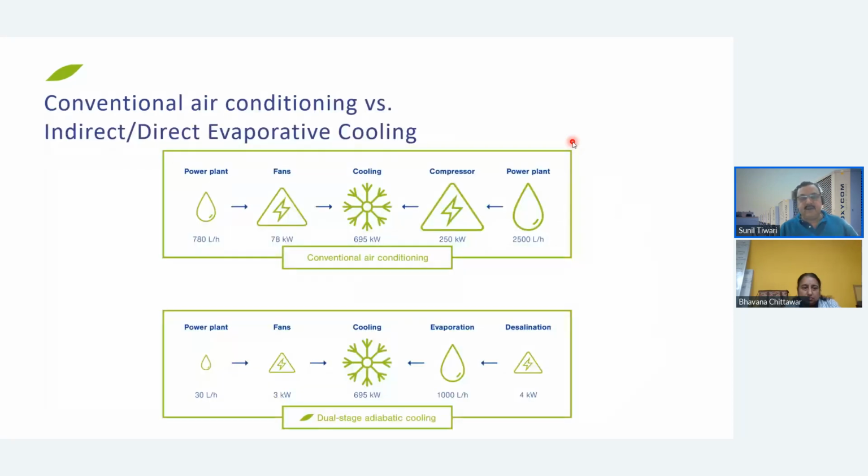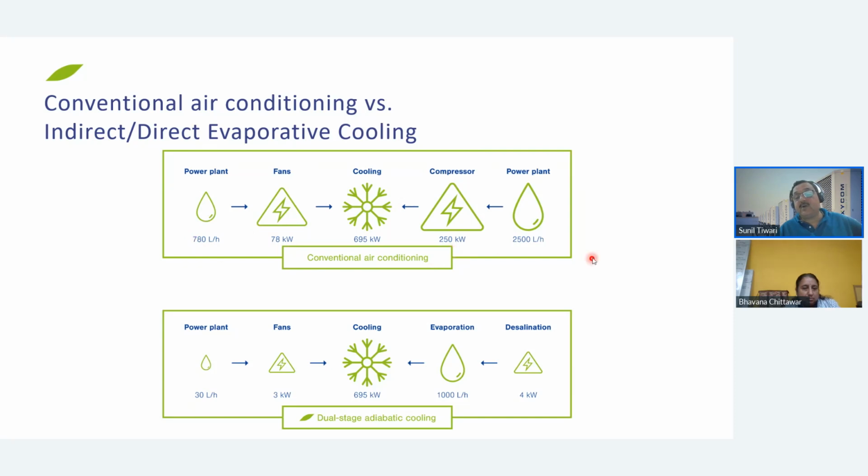Now look at this. We know 1 meter cube of water can produce 695 kilowatt of cooling. If this 695 was to be derived from a conventional vapor compression based air conditioner, then you have two parts. One is the fans in the AHUs and all, and probably the air-cooled condenser fans, and then you have the compressor. So producing this kind of cooling, 695, which is around 200 tons, you need compressor power and fan power, 78 and 250 kilowatt. Now this 78 kilowatt means at the power plant you are going to consume 780 liters of water.